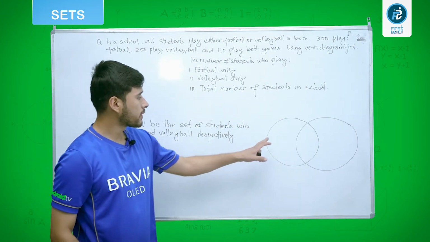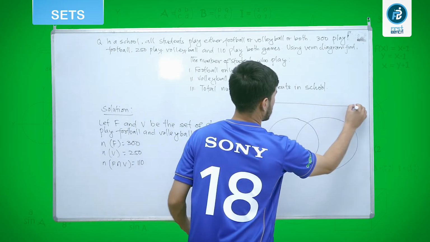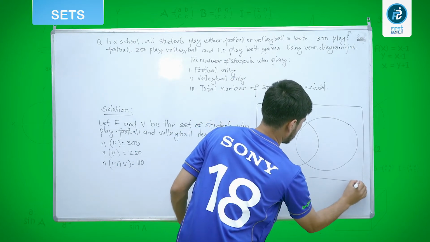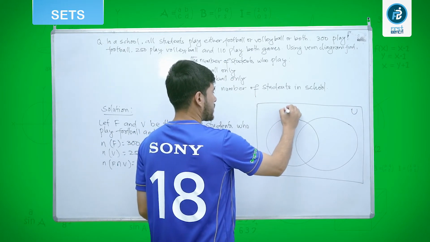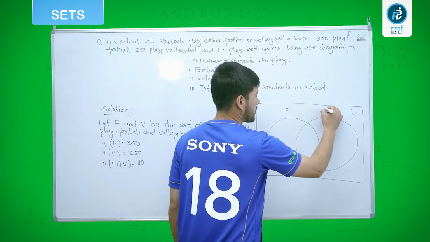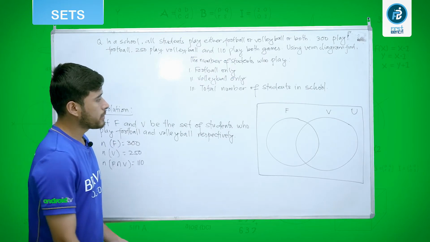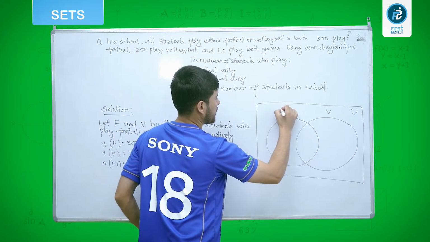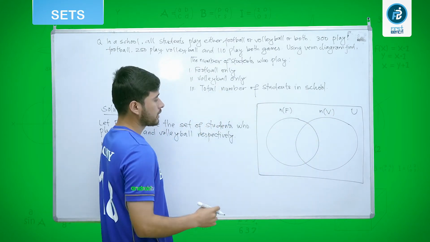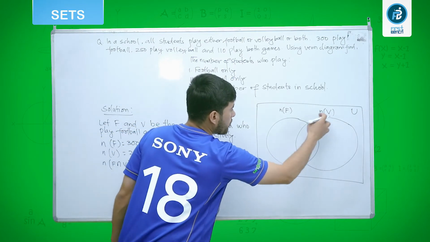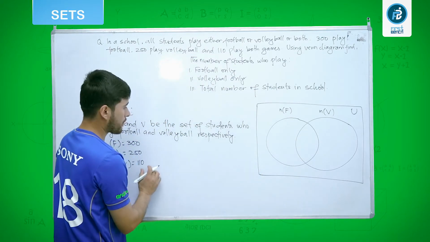Okay, we have two sets, one for football and another for volleyball. U refers to the universal set. Now this represents football and this represents volleyball. Let's keep the information given here. NF is 300, meaning this whole part, let it be NF and this be NV. This whole part means 300, and volleyball means this whole part is 250, and F intersection V is the common part. Here we have got 110.